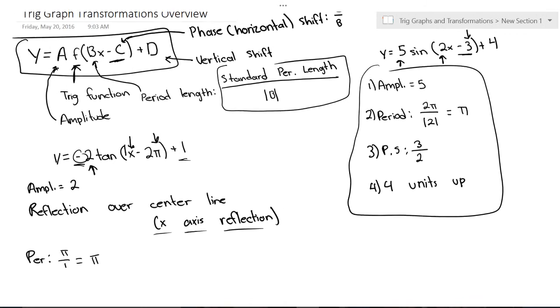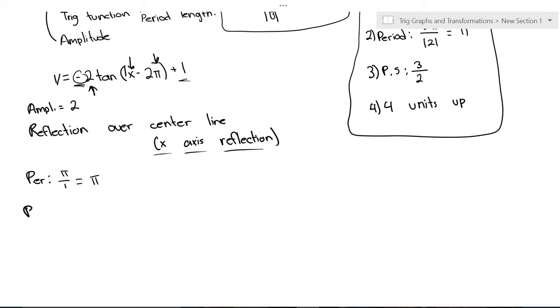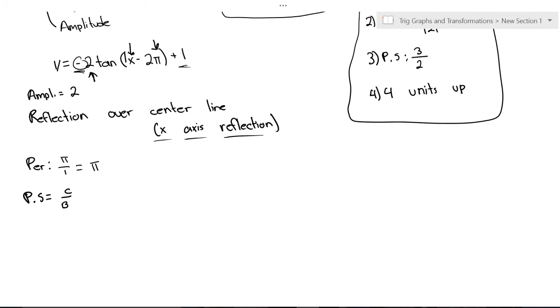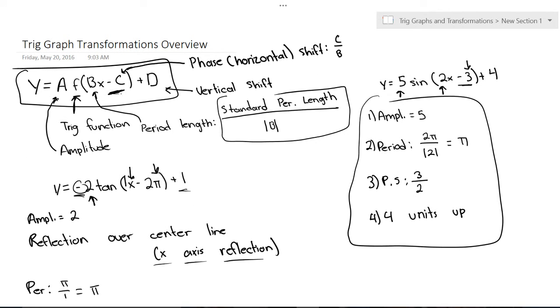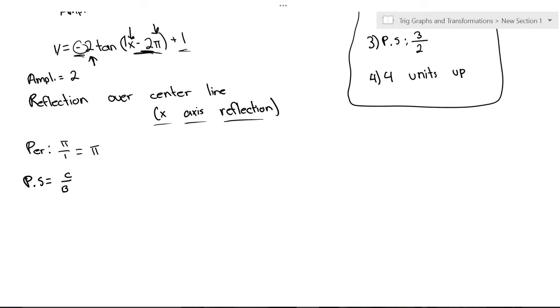And now we're at our C value. C is the phase shift. So phase shift equals C divided by B. Remember that our formula up here calls for minus C. So the fact that it's minus 2 pi means that the C value is positive 2 pi. It's 2 pi divided by our B value, which we said was 1, so it's 2 pi divided by 1, which equals 2 pi. And then finally we have this vertical shift. We went up 1 unit.